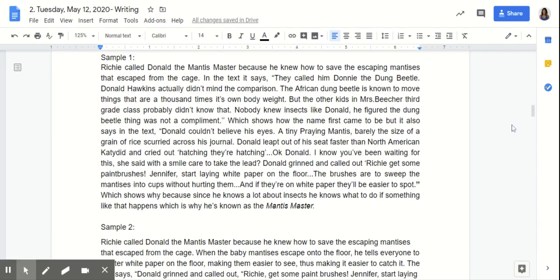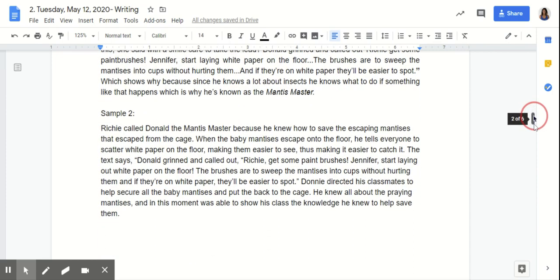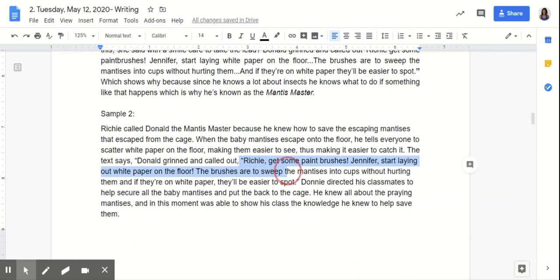All right, realize we are working on finding that evidence and inputting that evidence that proves our point. We know sample two is stronger than sample one because this piece of evidence right here allows us to see why he's a mantis master. He knows exactly what to do in order to save the escaping mantises that escape from the cage. So this is connecting and pushing our point here that he is the mantis master because he has this knowledge about how to save them.